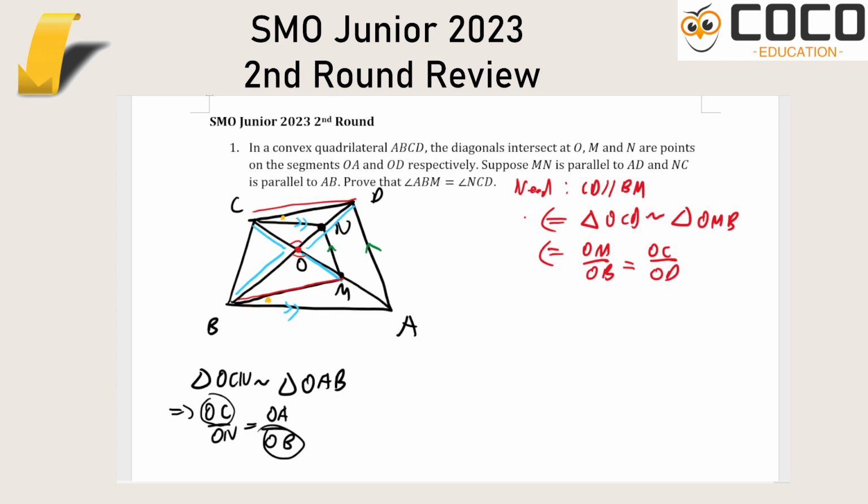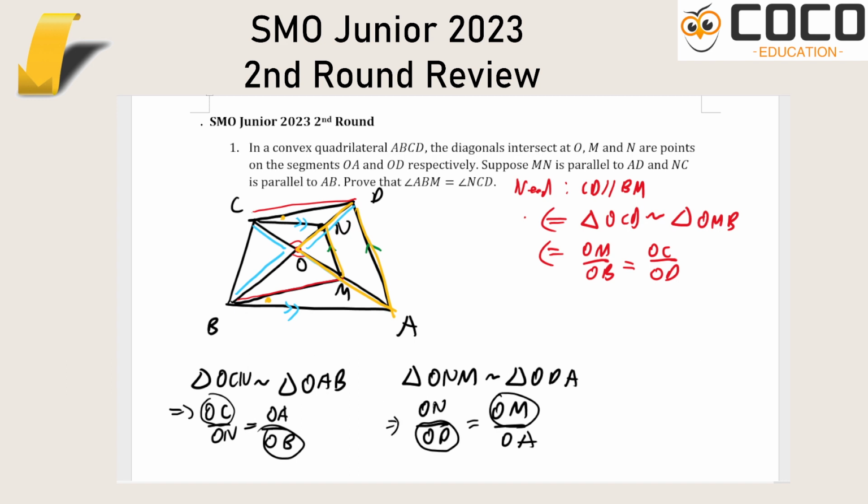The other pattern is our pyramid pattern, and the pyramid pattern would be on this side, which would tell me that ONM is similar to ODA. So if those are similar, then again I want to make sure I involve OD and OM. So ON over OD equals OM over OA. And so again, circle, these are the ones that I care about.